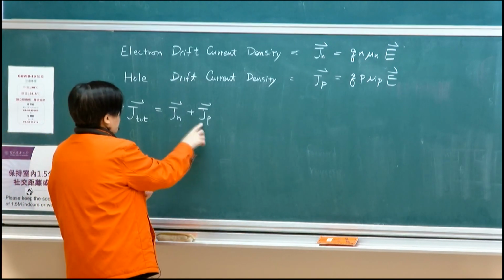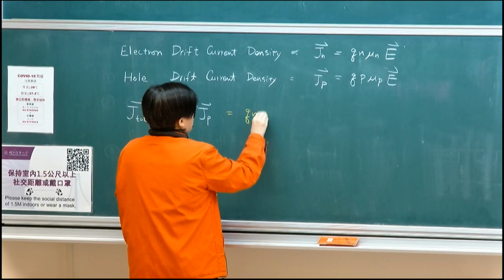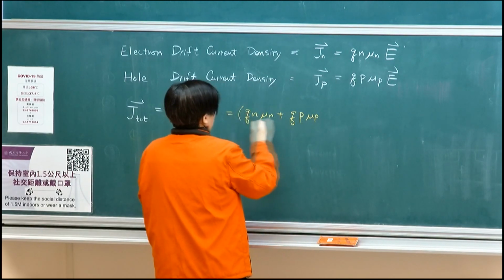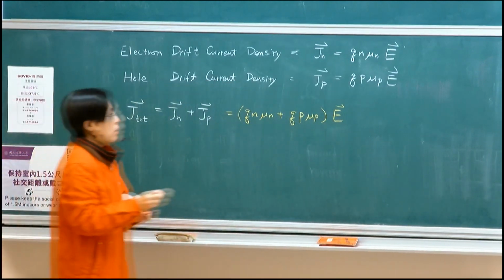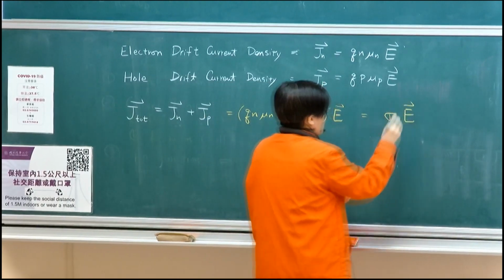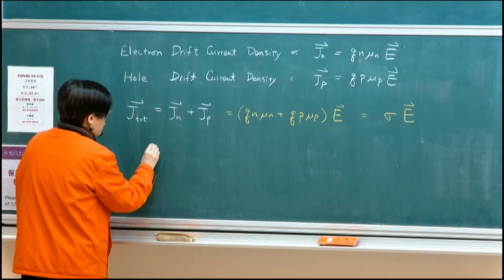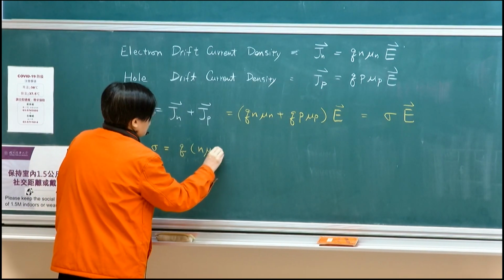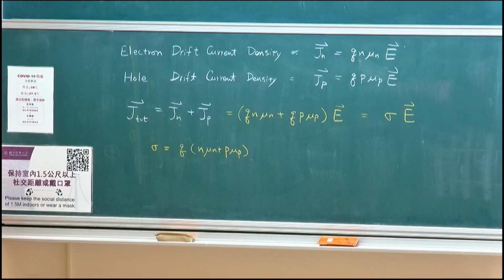Okay, so electrons and holes. Let me write it down. The equation will then become q(n mu n plus p mu p). And remember Ohm's law. It tells us that this is what? Conductivity. Remember our first class? Conductivity, that's Ohm's law. So it tells you that the conductivity of a piece of silicon will depend on q(n mu n plus p mu p). Okay?